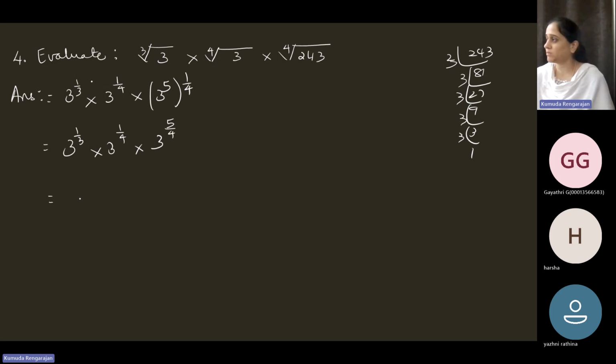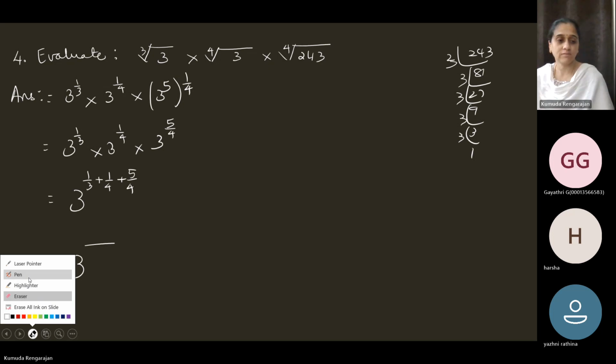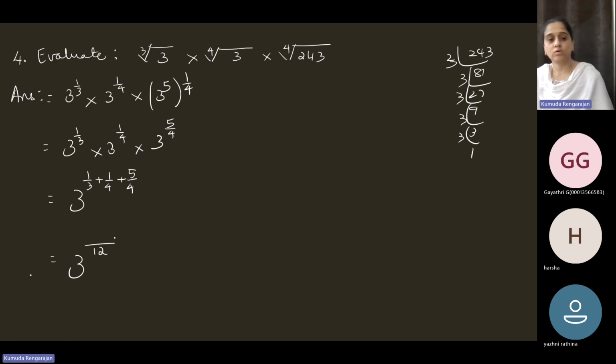Now, when bases are same and it's multiplication, we add the powers. So it's going to be 1 by 3 plus 1 by 4 plus 5 by 4, correct? So it is 3 to the power, 4 is the common denominator. Oh, no, not 4, 12. Sorry, 12. So 4 plus 3, right? Yes, miss. Plus 5. And that is 3 to the power 12 by 12, which is 3 power 1, which is 3.